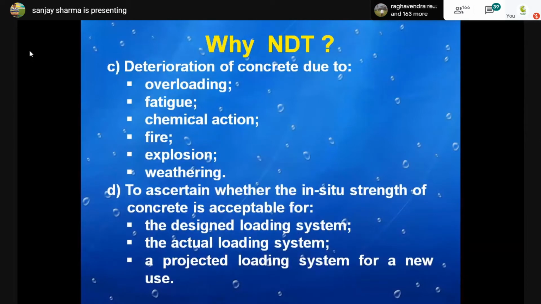Sometimes we may go for additional heights or different uses of the building. We want to put some machines or certain things over that. So there also we have to see that if we are changing the use of that particular building, whether the existing structure has enough strength or not.